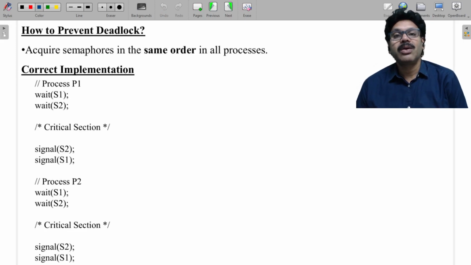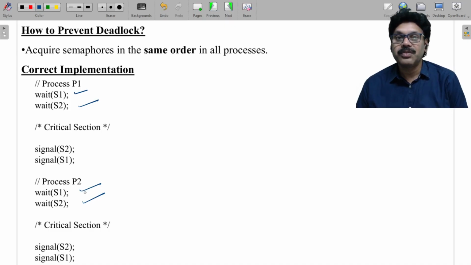How to prevent deadlock? Maintain the semaphores in either ascending or descending order. So wait S1, wait S2, wait S1, wait S2. When you see uniform utilization of the semaphores, it never leads to a deadlock. That's a blind answer you can write.